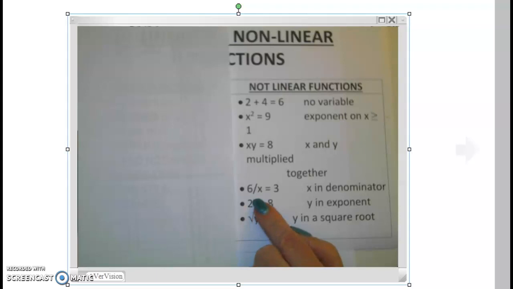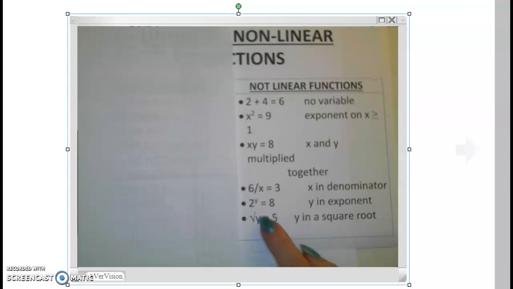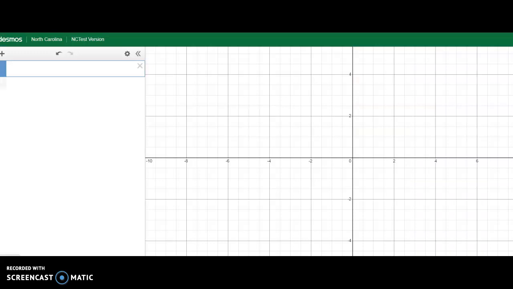2 raised to the y power equals 8. y being the exponent, that's not allowed. That is not linear. And here it is in the radicand. The square root of y equals 5. So we can't do that. That's not linear.